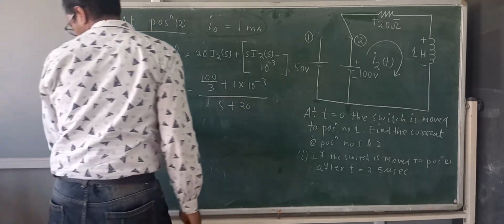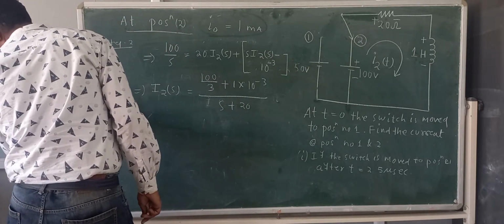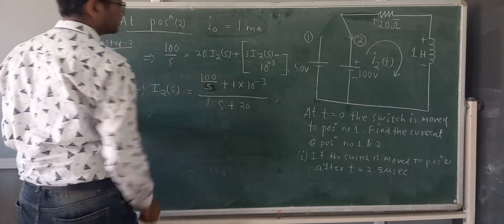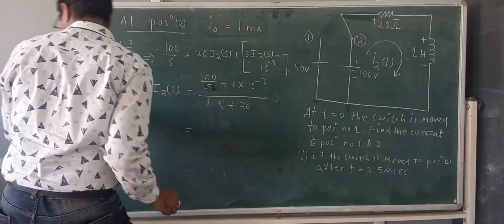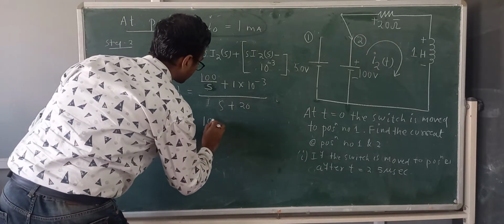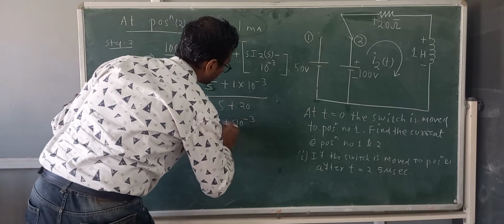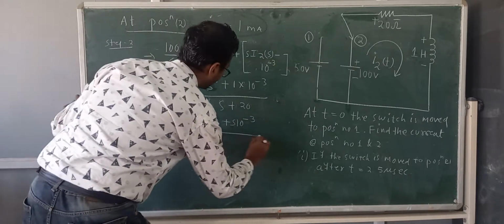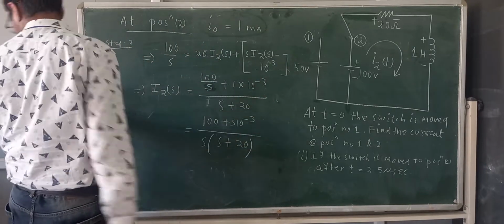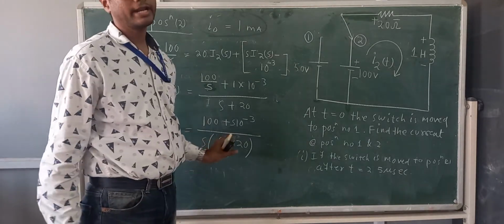Finally I will get, this is not 3 here, this is s, sorry for that. At last the expression I will get is 100 plus 10 to the power minus 3 into s, divided by s into (s plus 20). So this is the expression for your I2(s).